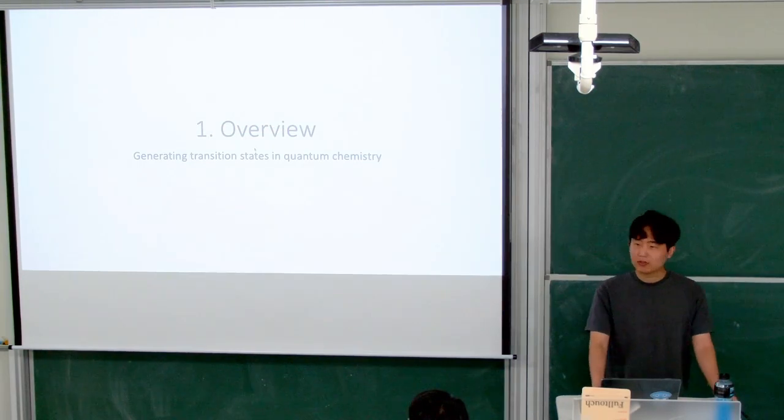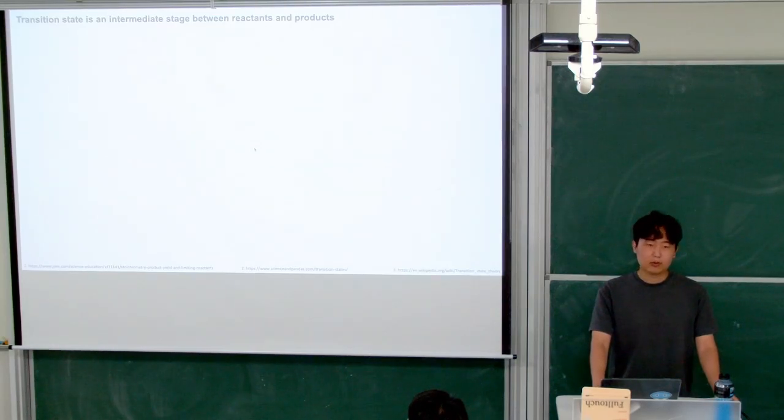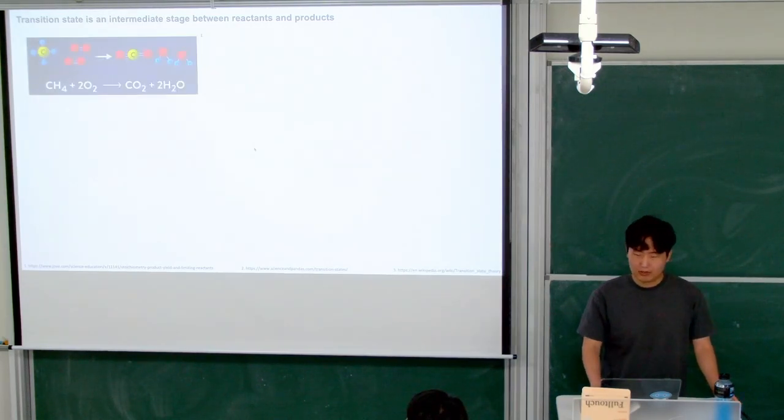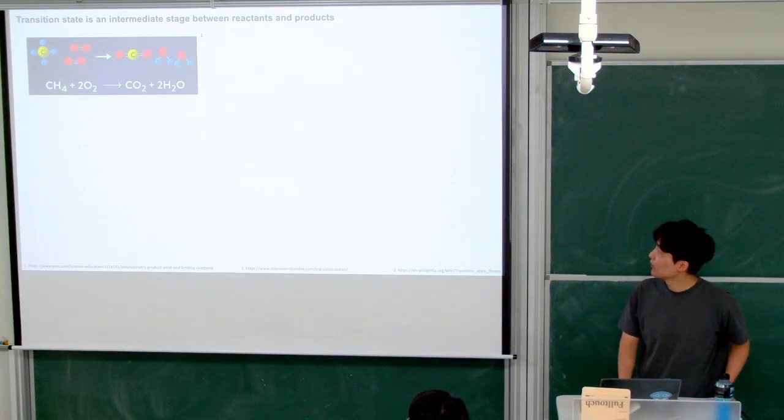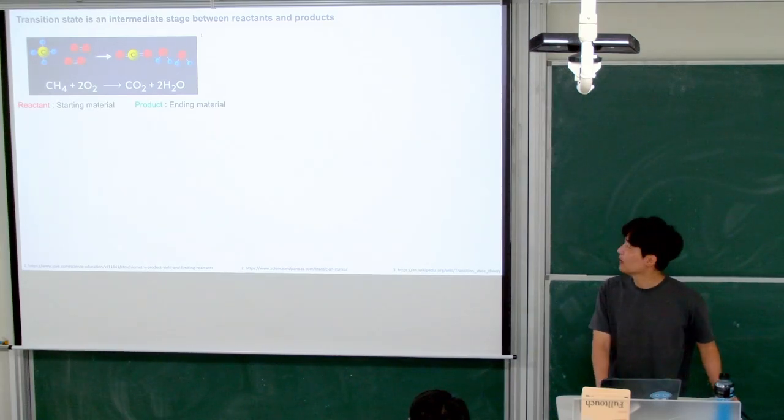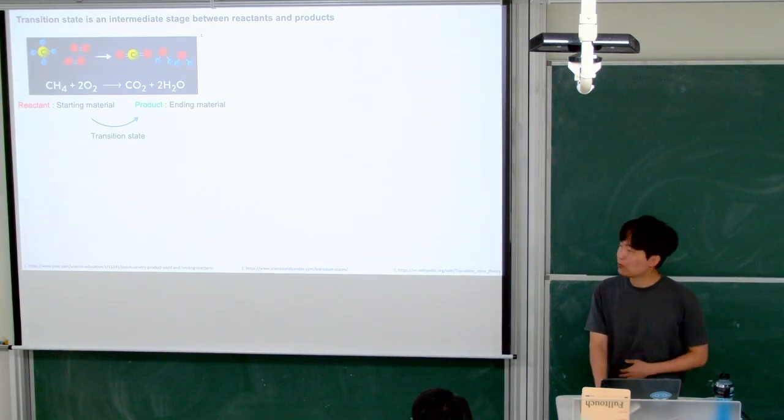So let me first present an overview of what's going on. As I told you just before, the transition state is an intermediate state between reactants and products. If you recall some chemistry, methane and oxygen become CO2 and water. The before one is called the reactant, and the after one is the product. However, in the intermediate stage, there is a stage called the transition state.